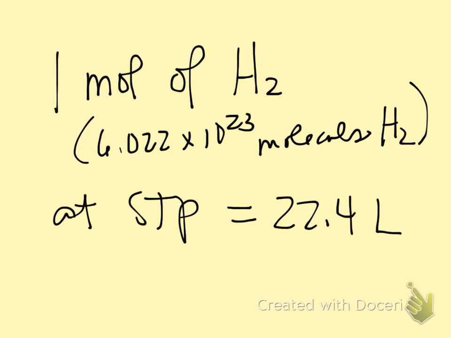Does that seem wrong to you? I mean, oxygen's fairly massive, 32 grams per mole. Hydrogen is the lightest stuff we've got. H2 is 2.02 grams per mole. How could they occupy the same volume under the same conditions? That just seems wrong.